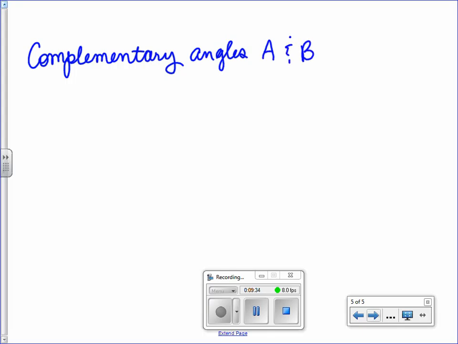So the sine of A equals what? The sine of A, for any complementary angles A and B, is going to equal the cosine of B. Why does that work? Right. One's opposite is the other's adjacent. So the sine of B would equal cosine of A.